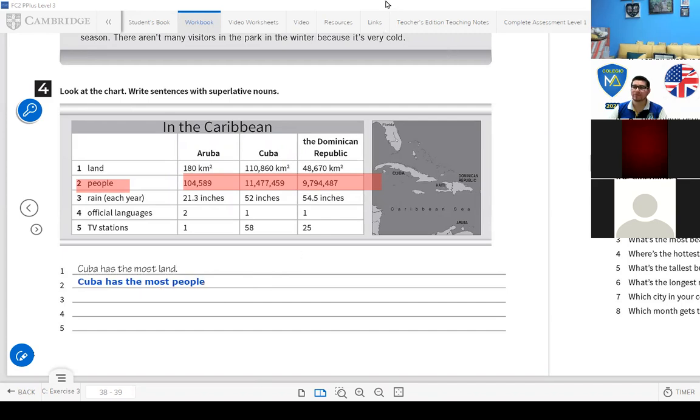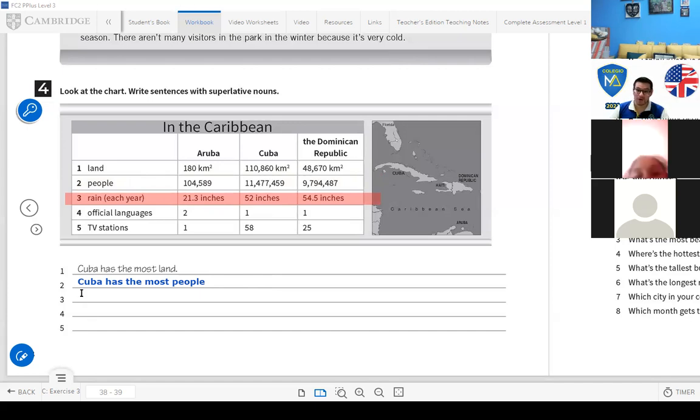What about now number 3? Let's talk about the rain each year. Who has the most rain? What do you think? The Dominican Republic, right? Because it has 54.5 inches, right? So you can say the Dominican Republic has the most rain each year, no? You know. What about number 4?